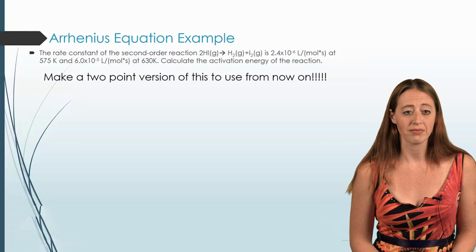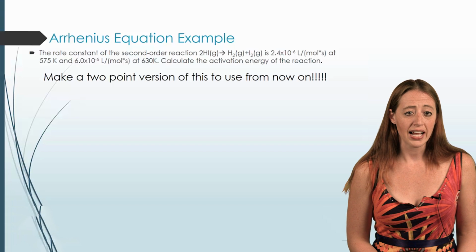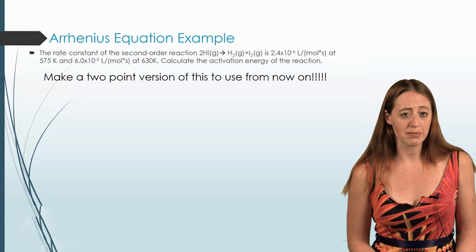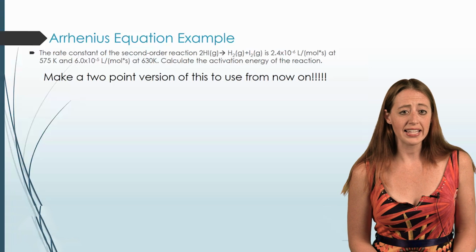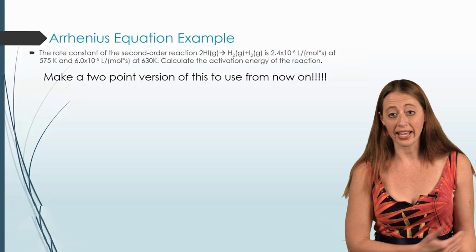So we have a rate constant, and I tell you that it's a second-order reaction, and I give you the reaction. I tell you some numbers. I tell you your temperature. And then I ask you to calculate the activation energy. So we know K and T.